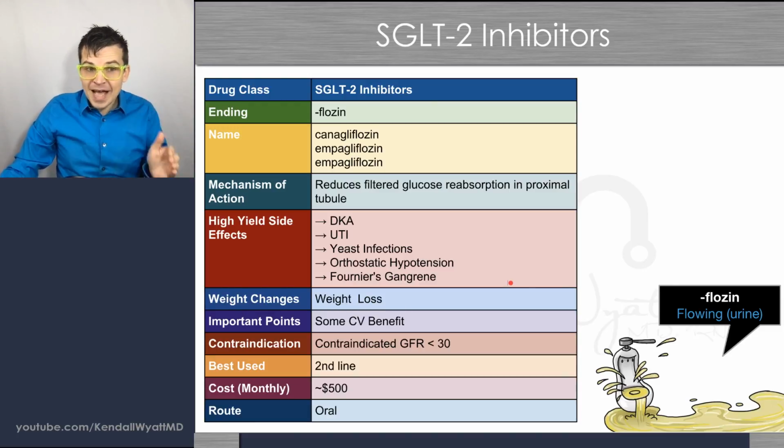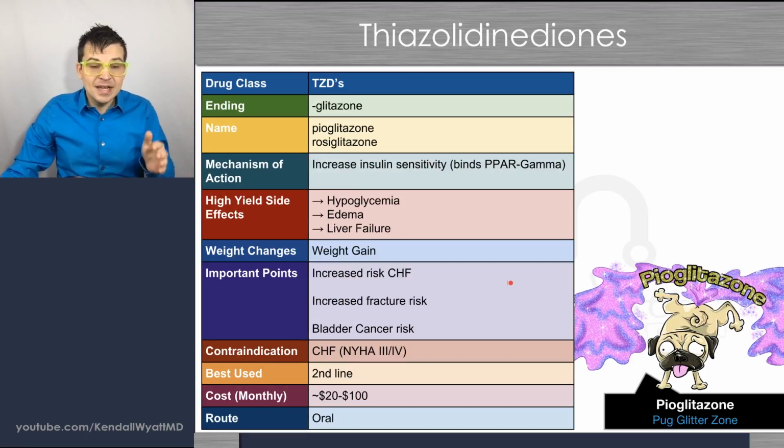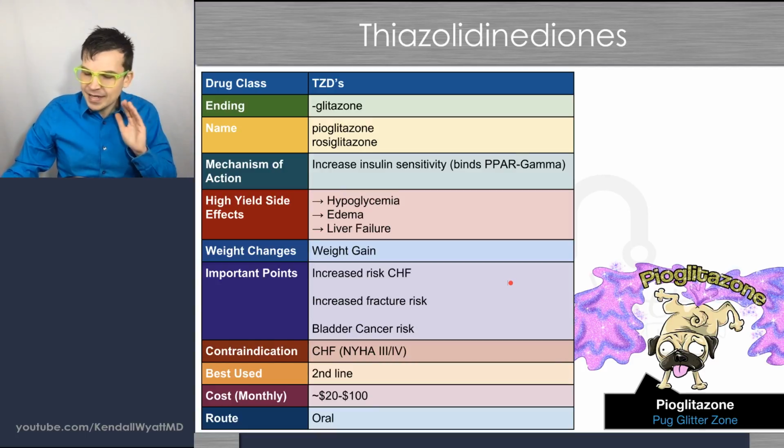Let's take a look at the last medicine class that we're going to talk about for diabetes. The last class of medicine are the thiazolidinediones. That's all I got. I'm never going to get it right. I give up. I always just call these the TZDs, the glitazones.